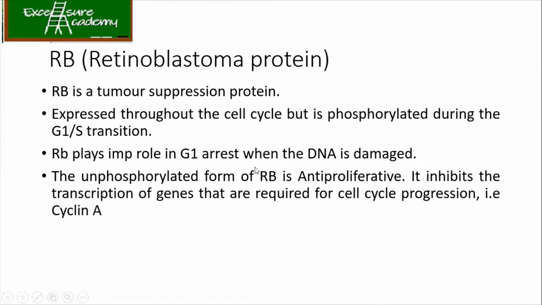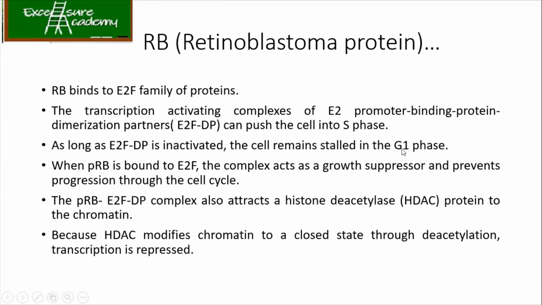Again, RB, so little repetition will be there just because they are the proteins involved in the prevention. So RB is a tumor suppressor protein expressed throughout the cell cycle, but it is phosphorylated during the G1 to S transition. So if there is a DNA damage, you know that RB is getting activated and arrests the cell at the G1 stage. The unphosphorylated form of RB is anti-proliferative. It inhibits the transcription of genes which are required for cell cycle progression. Okay? So it binds to the E2F family of proteins. It's a transcription factor, right?